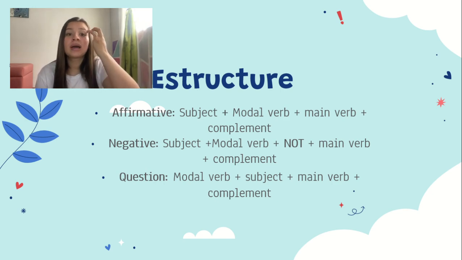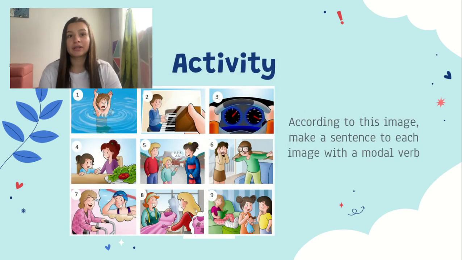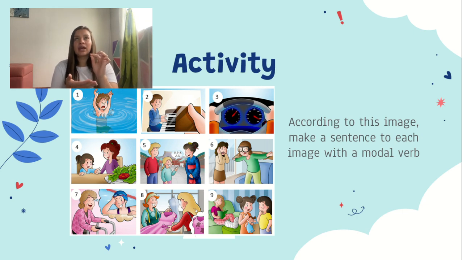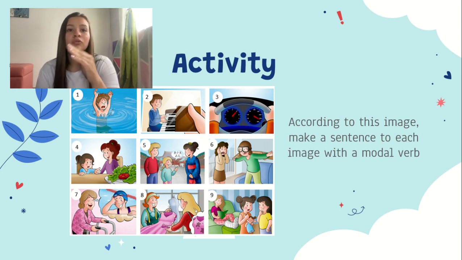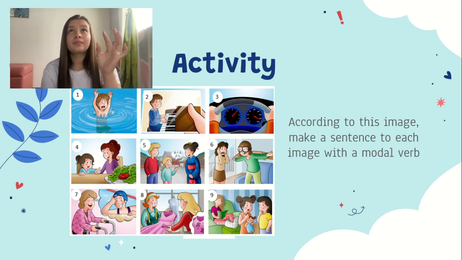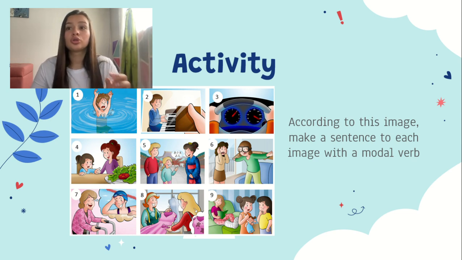So in this part, we have a very interesting activity because we have 9 images. In each one of these images, we have a situation that, with our imagination, we are going to use to create a sentence with each modal verb. Okay, for example, with the first one, we're going to use an appropriate modal verb with the sentence. And that is the whole activity, because we need to use all of the modal verbs.